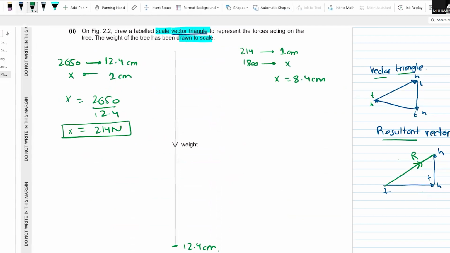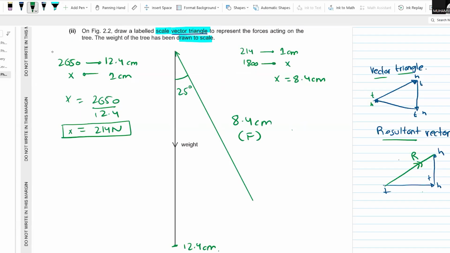Now what will you do? You will draw a line of 8.4 centimeters like this. Okay. This is your force F. What was the angle between force F and the vertical? Theta, that is 25 degrees.